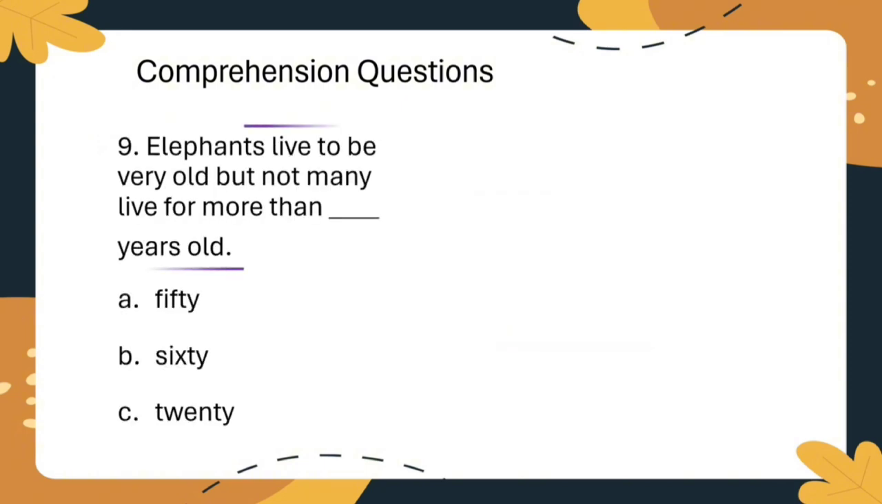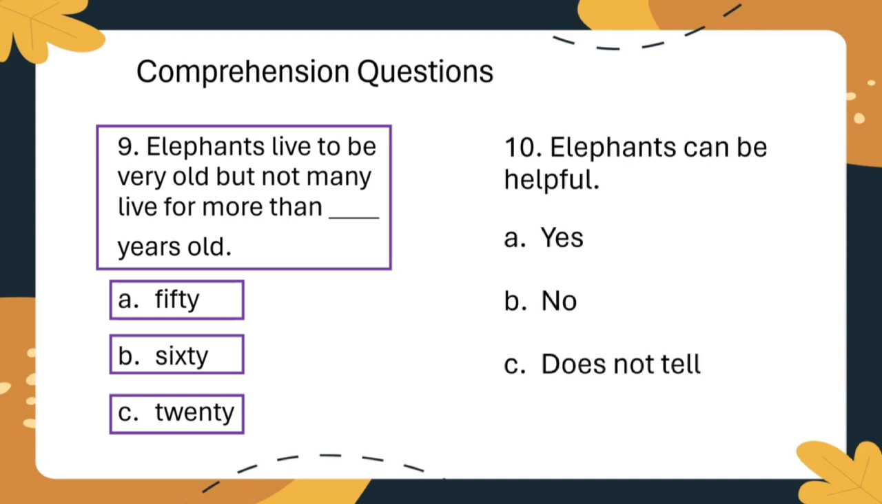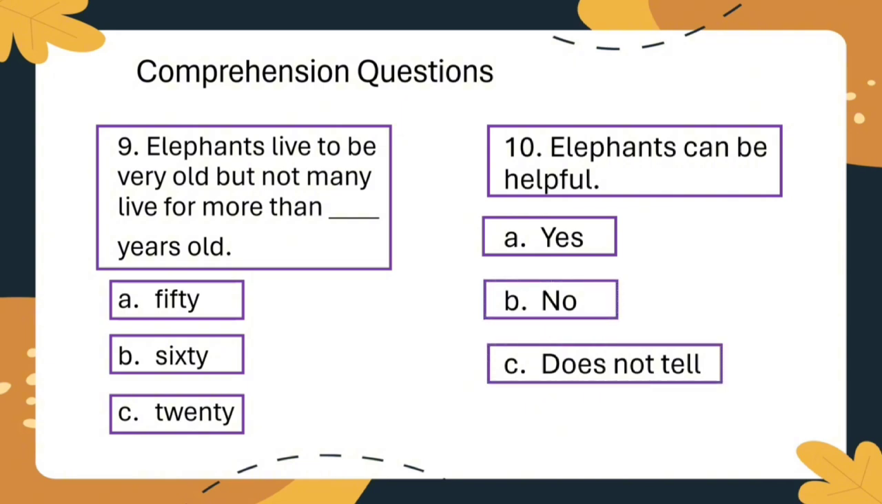9. Elephants live to be very old, but not many live for more than blank years old. A. 50. B. 60. C. 20. 10. Elephants can be helpful. A. Yes. B. No. C. Does not tell.